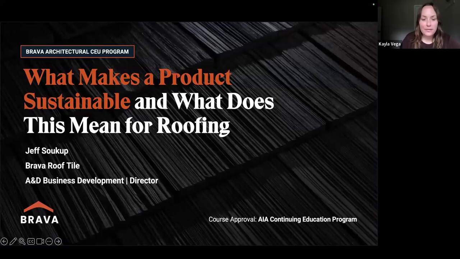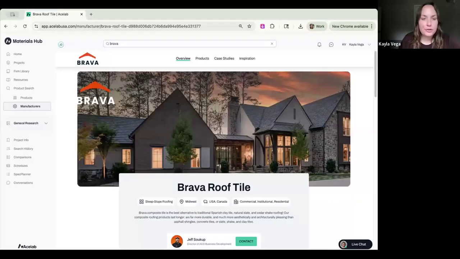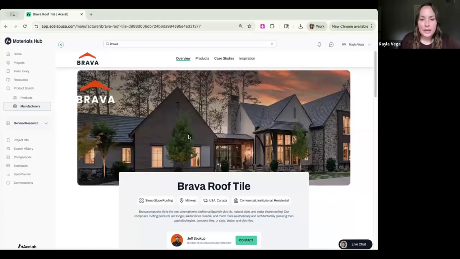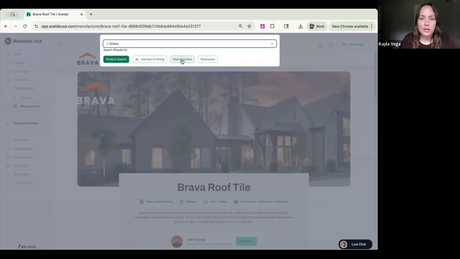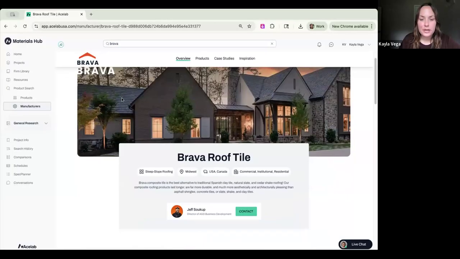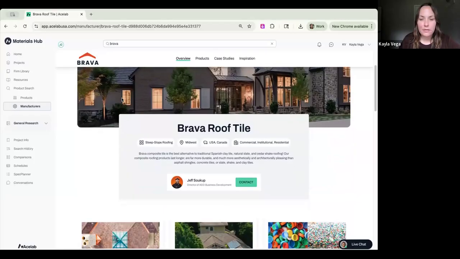We also have Jeff here from Brava. Let me take over screen share just a minute and show you Brava's page in Acelab. So in just a moment, you should be able to see my screen. Here we are in Acelab. If you're not familiar already, a great way to do some general research in Acelab is using the search bar at the top of the page. In this case, you just want to make sure you toggle over to manufacturers to find Brava's page. And here we are. We have some really great information here for you.